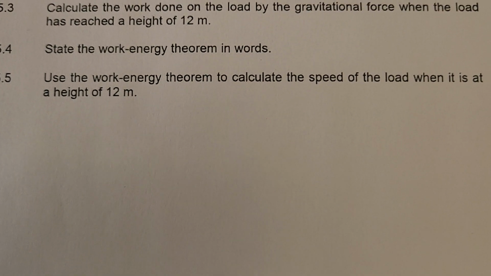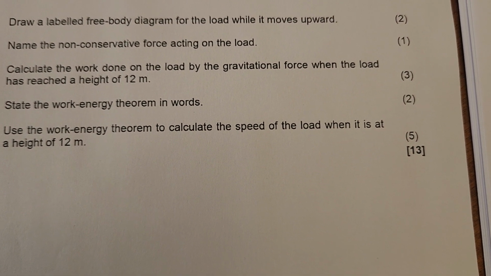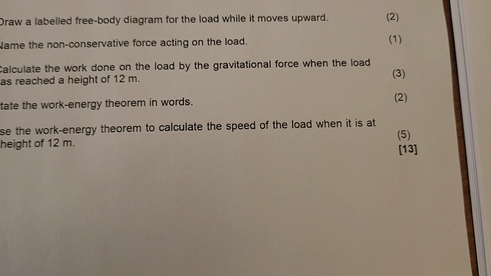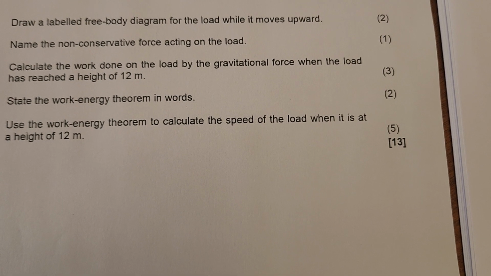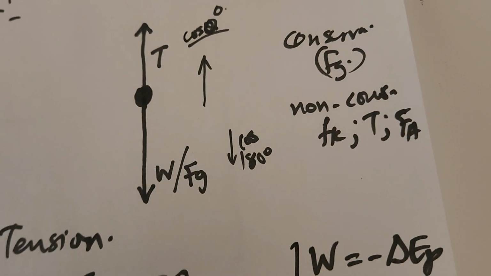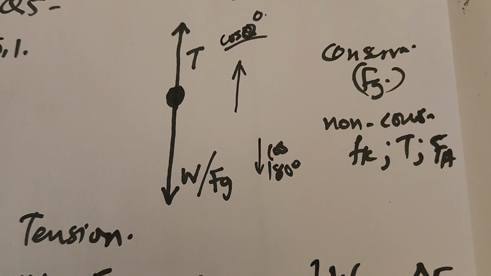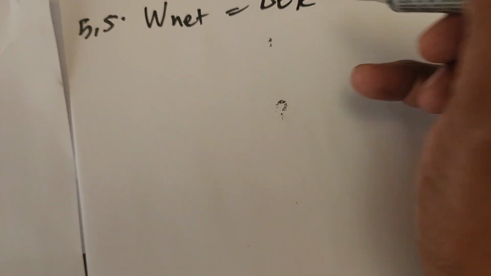They say to us, use the work energy theorem. Use the principle that we've stated above. Use the work energy theorem to calculate the speed of the load when it is at the height of 12 meters. Now, remember, if you go back to the free body diagram, there are 2 forces that are doing work on the object. Then we are going to write the work energy theorem first. Work net equals to delta EK. That's how you're going to start this.